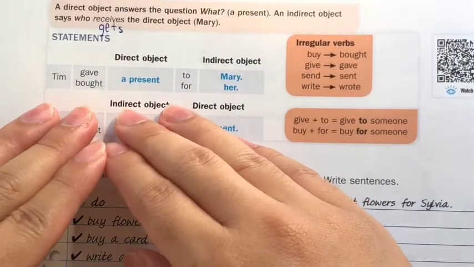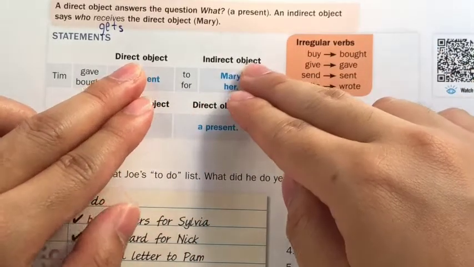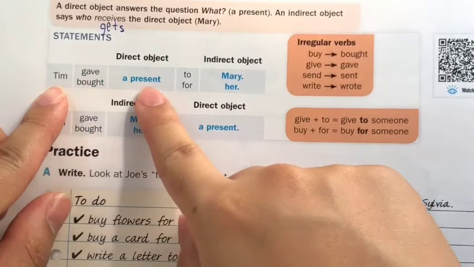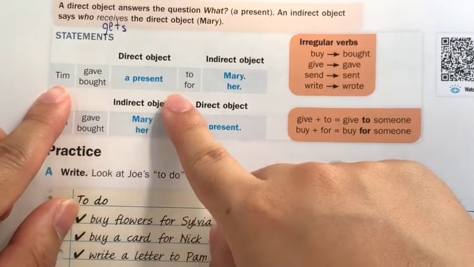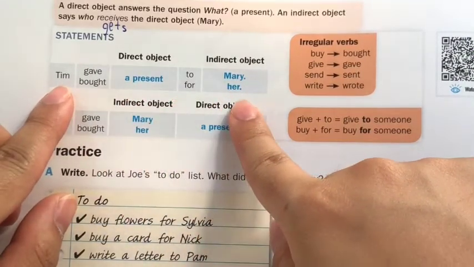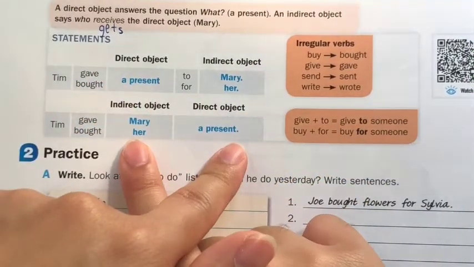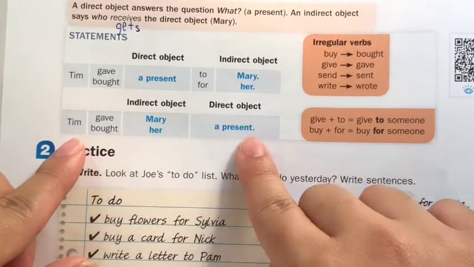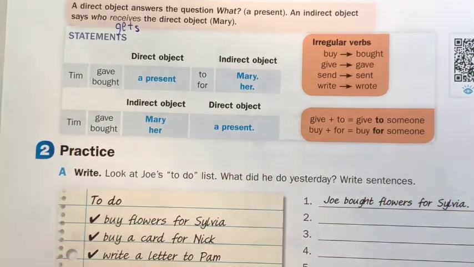So let's see. Here, they identify the direct object and the indirect object for us. So we can say, Tim gave a present to Mary. Or we can say, Tim bought a present for Mary. We can also switch the location of the words. So we can say, Tim gave Mary a present. Or Tim bought her a present. It's the same.